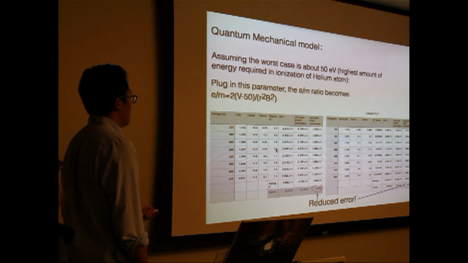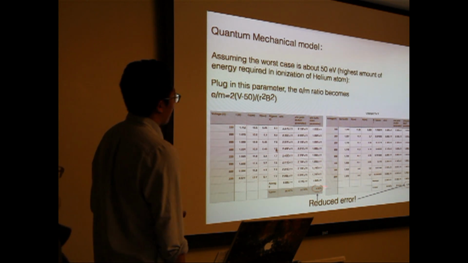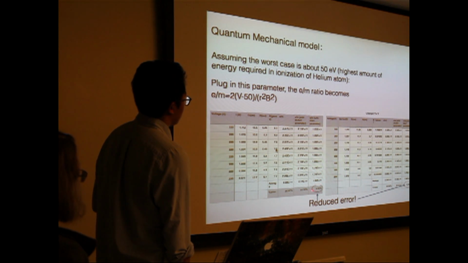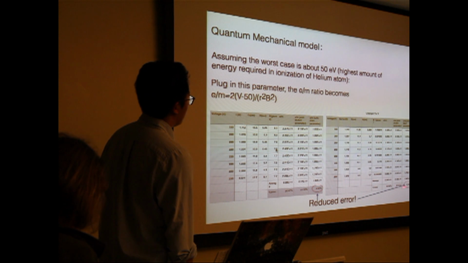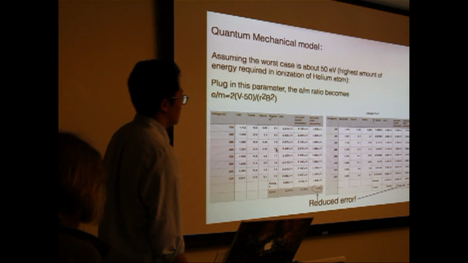So I add the 50 volts as a parameter in this determination. It brings down our percentage error to 4.7% or 4.8%, which is more meaningful to us.